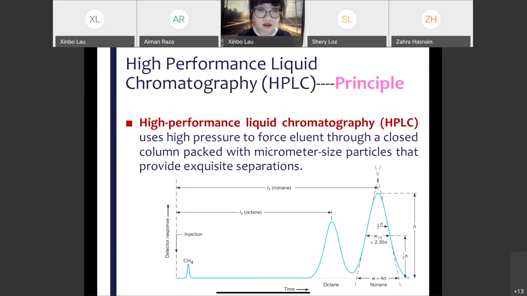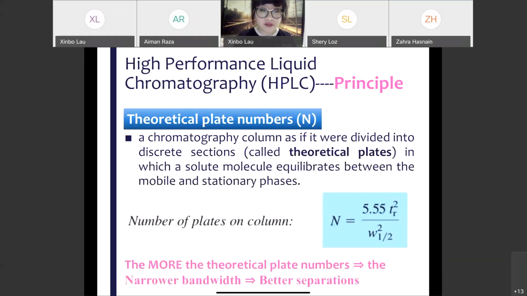Anyway, so you use high pressure, and if you look at the bottom spectrum, this is a chromatogram. This is how it looks. You're going to have different peaks depending on how many samples you have, and then you can separate them. That's roughly how it's going to work.